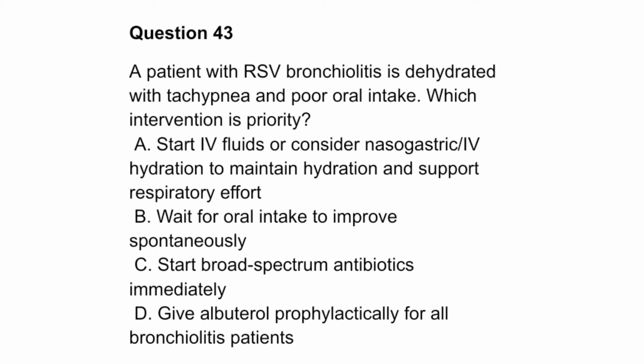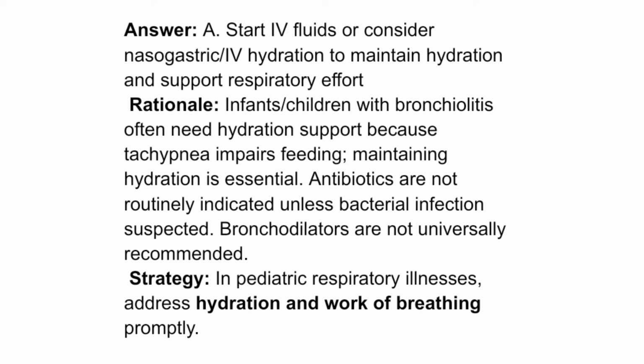Question 43. A patient with RSV bronchiolitis is dehydrated with tachypnea and poor oral intake. Which intervention is priority? A. Start IV fluids or consider nasogastric/IV hydration to maintain hydration and support respiratory effort. B. Wait for oral intake to improve spontaneously. C. Start broad-spectrum antibiotics immediately. D. Give albuterol prophylactically for all bronchiolitis patients. Answer: A. Start IV fluids or consider nasogastric/IV hydration to maintain hydration and support respiratory effort.